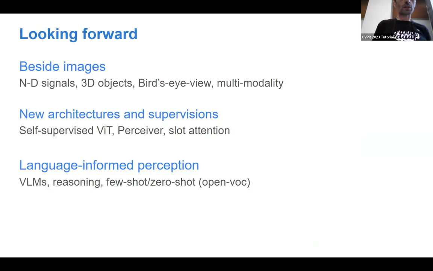Which brings me to this. There are plenty of things going on now: new architectures with vision transformers, the slot attention that will be discussed at length by Thomas. And of course, there are all the promises of these foundation models and generative models, in particular visual language models, to do reasoning, to revisit all our few-shot and zero-shot tasks in a much more powerful way.